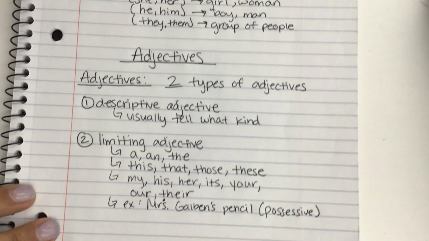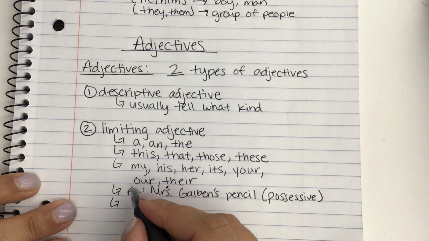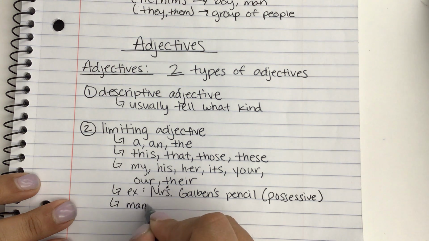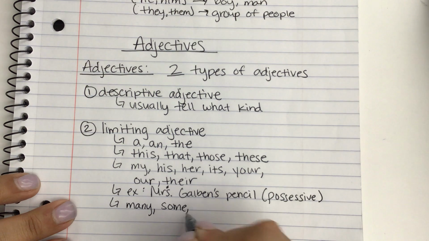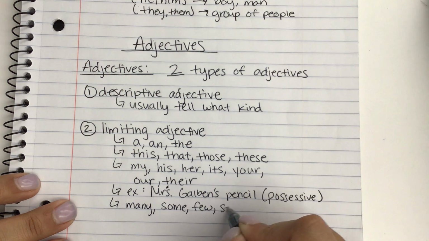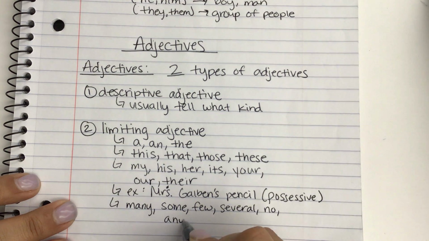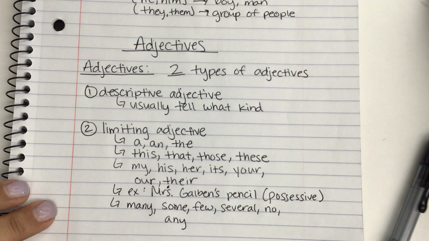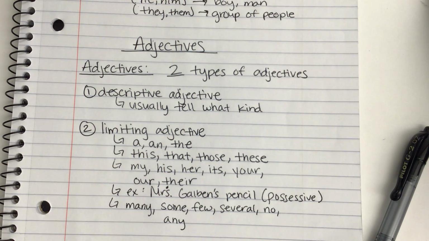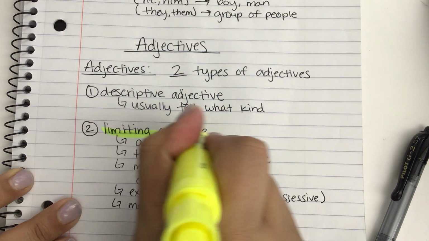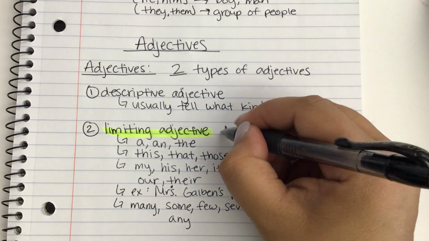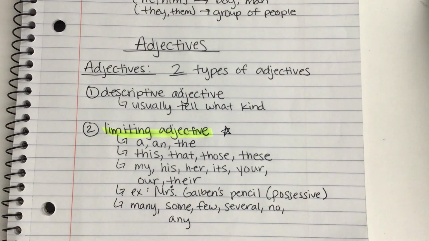And then last but not least, we have many, some, few, several, no, any. Okay? So these ones are the ones you kind of have to memorize. So if you have a highlighter or even just with your pen or pencil, I want you to highlight this, okay? These are the really, really important ones that you have to memorize. So put a star, highlight it, do whatever you think is best for you to help remember that, okay?